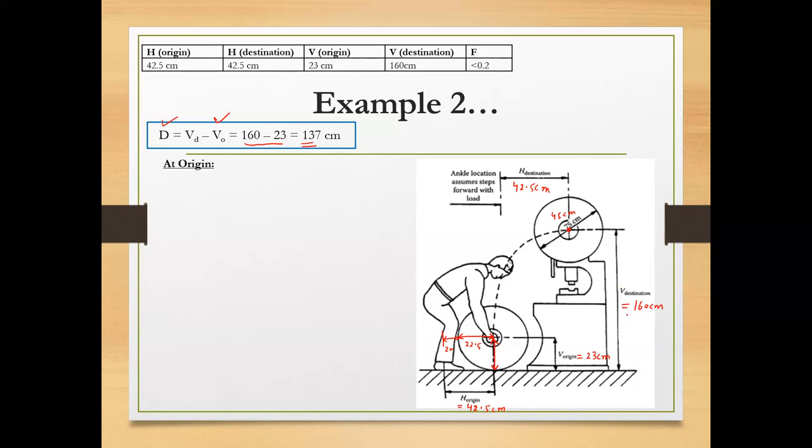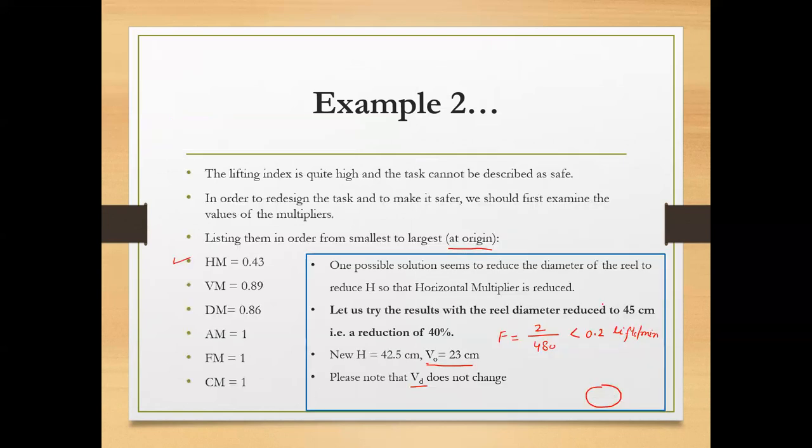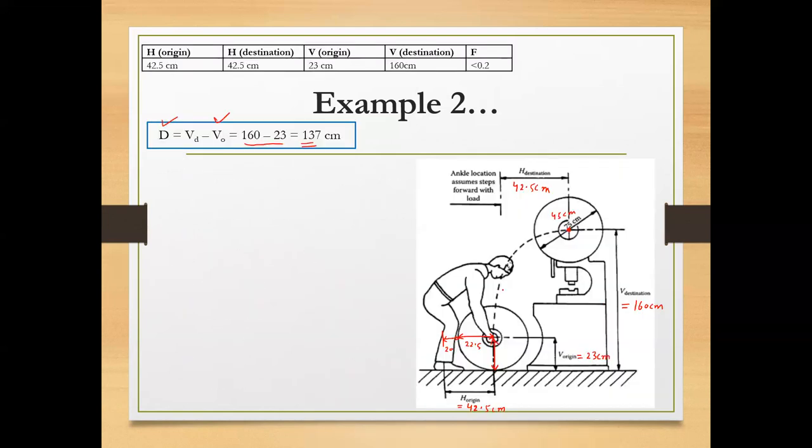Frequency will increase from 1 to 2 lifts for 80 minutes, but the overall frequency multiplier will not change. So these are the changes that were mentioned. And of course, once this V origin has changed, so will D. So new D is 137 centimeters. And for the weight of this reel, we assume that a 40% reduction in diameter has also resulted in a 40% reduction in the weight.